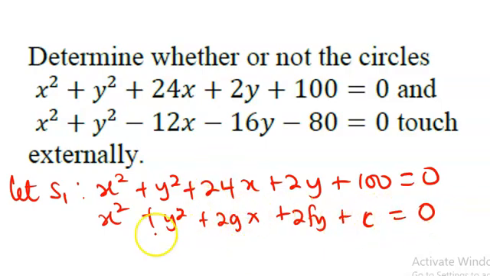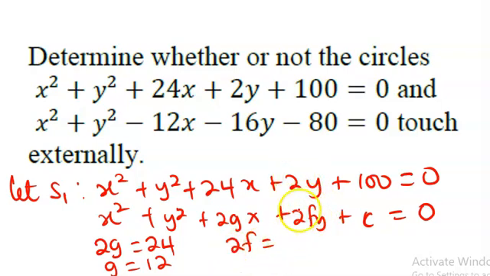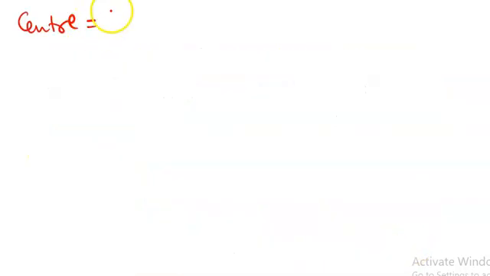When we compare, realize that 2g is equal to 24, so g will be 12, and then 2f will be equal to 2, so f is equal to 1. That's when you divide both sides by 2. Then c, when you compare, is 100. Therefore, the center, which is given as minus g, minus f, will be equal to, we negate g and then f, so minus 12, then minus 1.